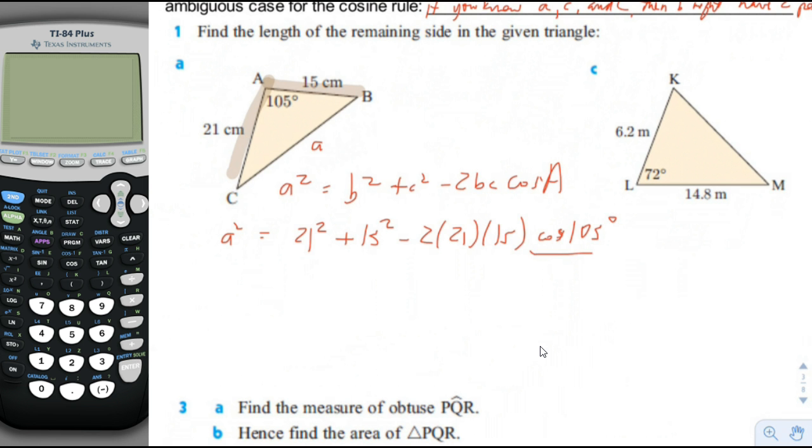So we're just going to figure out what the cosine of 105 degrees is, which we can do with our calculator. Our calculator is still in degrees mode, so we'll do cosine of 105. That'll give us negative 0.259. And then we can just multiply that out, and we'll get an a squared value, and then we take the square root, and then we get the a.